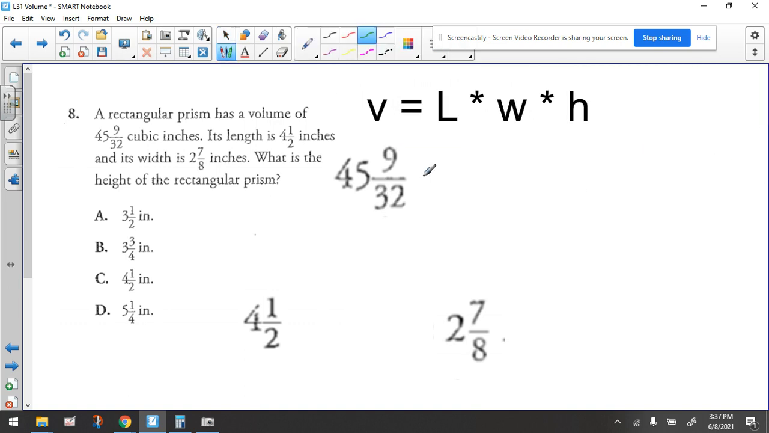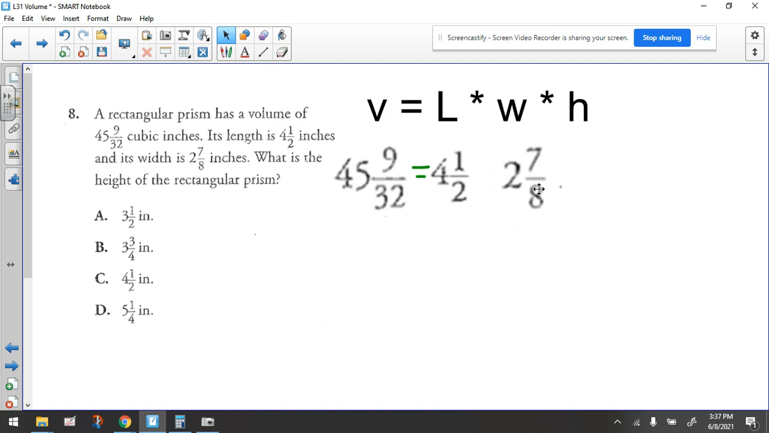All right, so we have volume equals, and then it says the length is 4.5, so that gets substituted underneath the L. And its width is 2 7/8, so that gets substituted underneath the W. And we're trying to find the height. We don't know that. So we'll bring down the letter H. All right, now the next step is to turn everything into improper fractions.